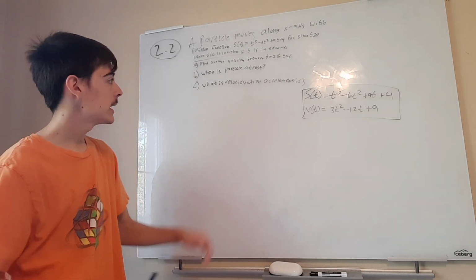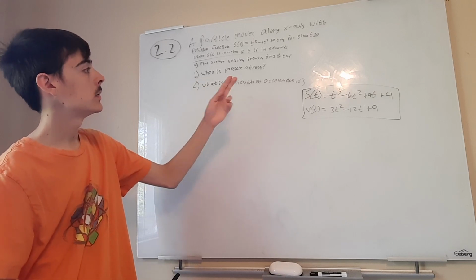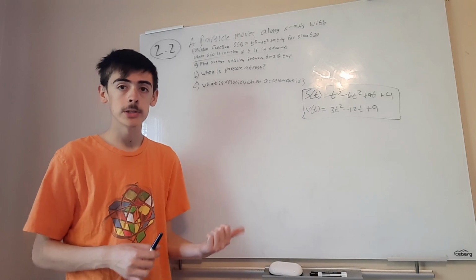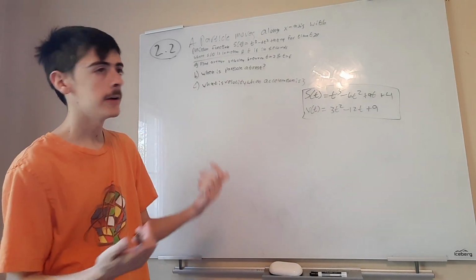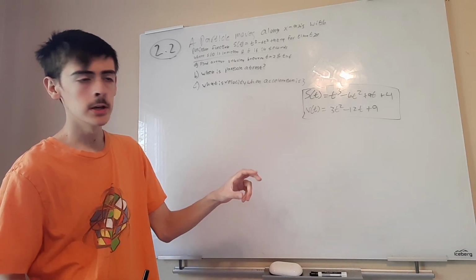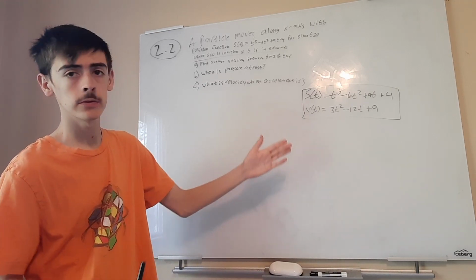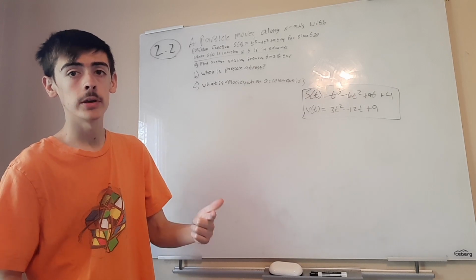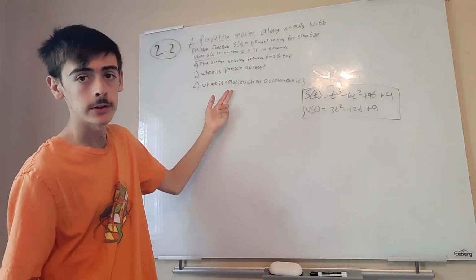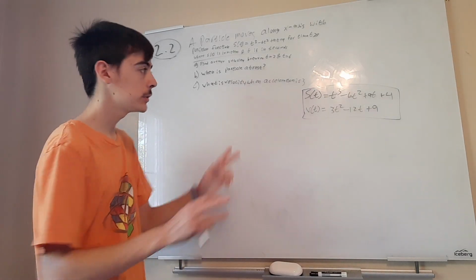Okay, part C now asks us, what is the velocity when acceleration is 3? So this one is telling us that our acceleration is going to be 3, and we need to find velocity. The way we approach this problem is, given that acceleration is 3, we find our acceleration function. We're going to set it equal to 3 and solve for the t value. And then we're just going to plug that t value back into velocity, so we get our answer. So let's go through that.